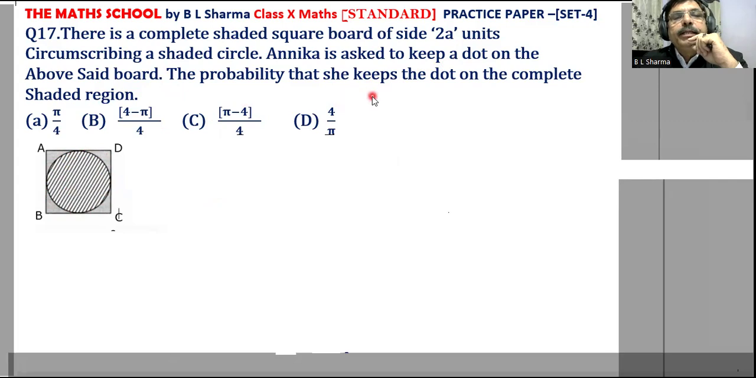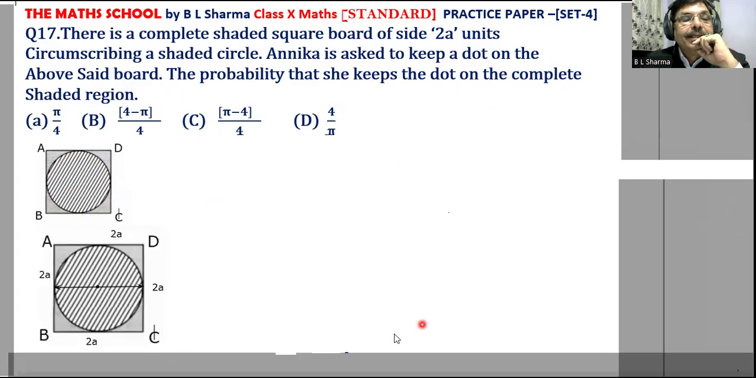The probability that she keeps the dot on the complete shaded region. इस complete shaded region पे वो dot रखेंगी. What is the probability of it? The side of the square is 2A and the diameter is also 2A. So the radius of the circle is half of the diameter, that is A.